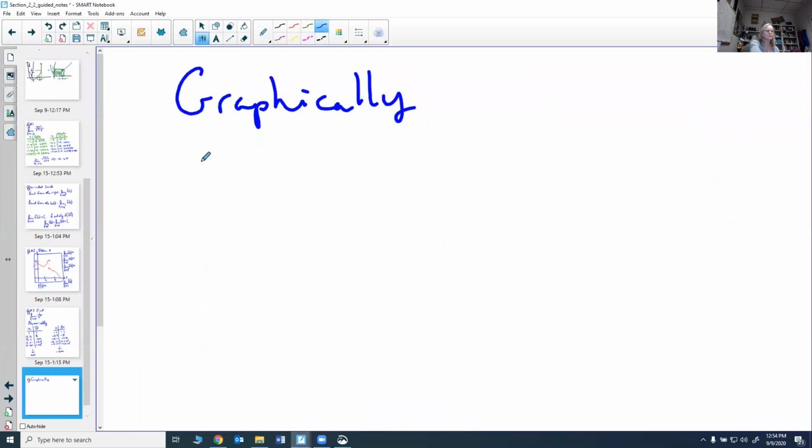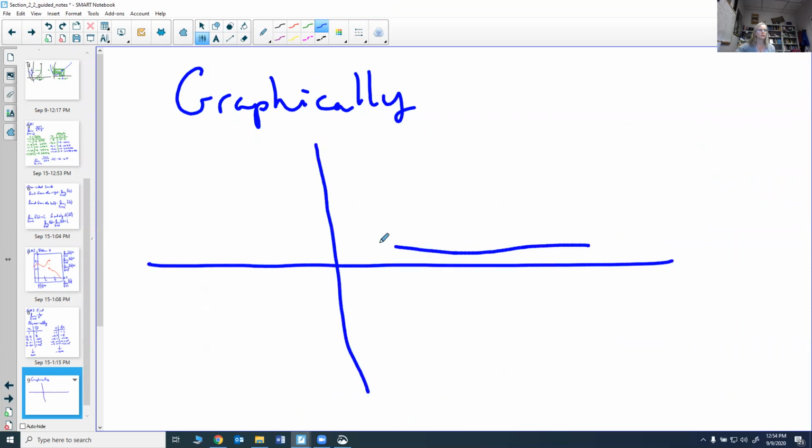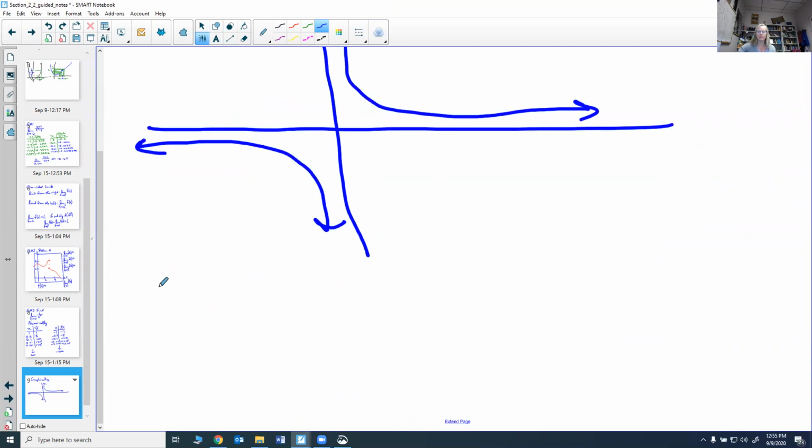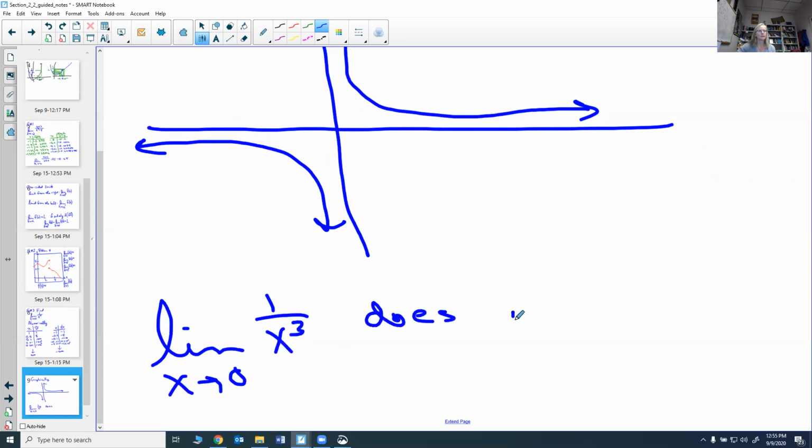So graphically, again, I'll just sketch the graph here. This is what this function looks like. Something like this and something like this. So graphically, it gives me the same idea that these are never going to hit. They're never going to cross each other. They're never going to trend towards the same number. So that tells me that this limit as x heads to 0 of 1 over x cubed does not exist.